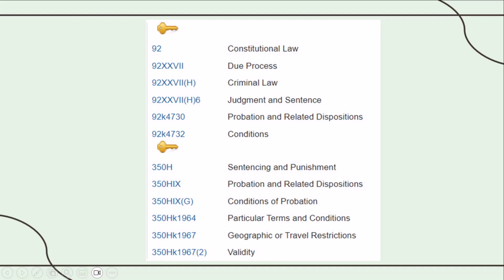That's for helping you navigate around the digest and the key number system to find more cases, and we'll talk more about that later. Now, one thing I want you to remember is that it's only the number after the little k. The little k stands for key number. So, for example, in the constitutional law topic, the key number is not 92, it's 4732, because it's just the numbers after the little k.